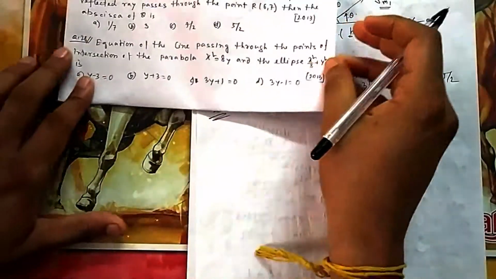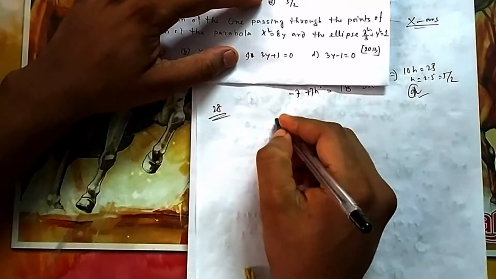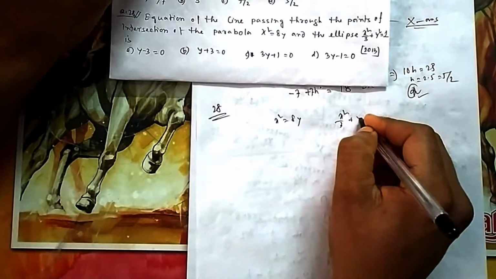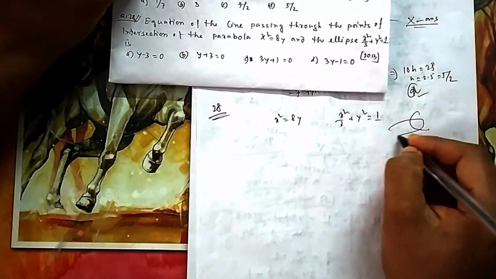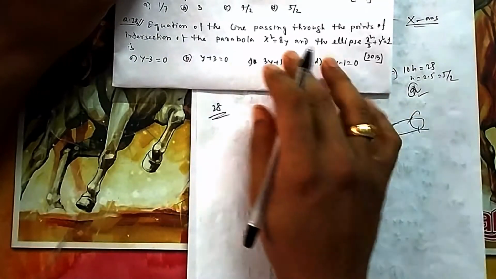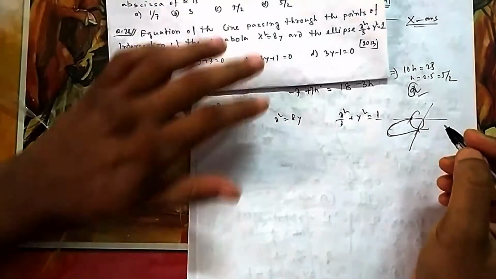So question 28: the equation of the line passing through the points of intersection of the parabola. I am not drawing the parabola because I have not completed parabola and ellipse for you right now. But because they are saying that suppose this is the parabola and this is the ellipse, whatever. Suppose they meet at 1 point, at 2 points, we don't know. So you need to find the equation of the line passing through this. In which point it is meeting, we don't know.